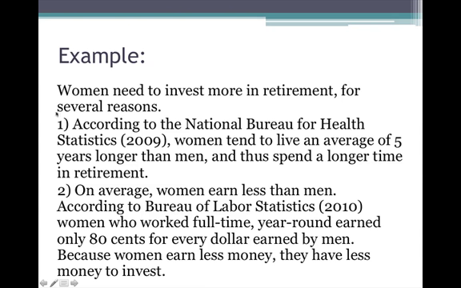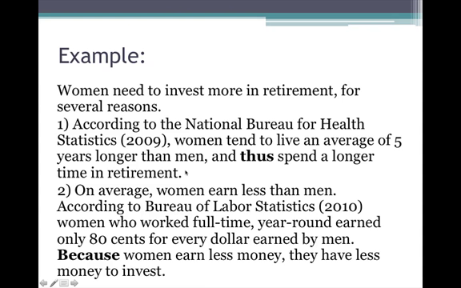If we look at this first argument, we can see that even within itself, we've got a subargument. One of the indicators that we've got a subargument here is the presence of this indicator word thus, which is a conclusion indicator word. The same thing's going to happen down in number 2, and here we have the indicator word because, indicating a premise. But okay, let's start with number 1. Here we've got our conclusion indicator word, and we could reasonably expect that what follows is a conclusion. And indeed it is. It's the claim that women spend a longer time in retirement than men.